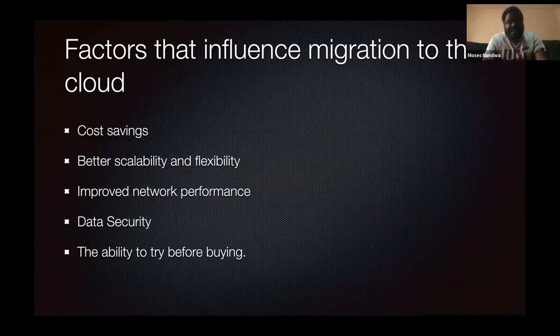There's better scalability and flexibility in that on cloud, you're able to provision almost anything at the go and add it to your system. And it works almost immediately, depending on how you set up your things. There's improved network performance. Data centers on the cloud are known to implement cutting-edge technologies, so they tend to have faster networks inside the data centers themselves.